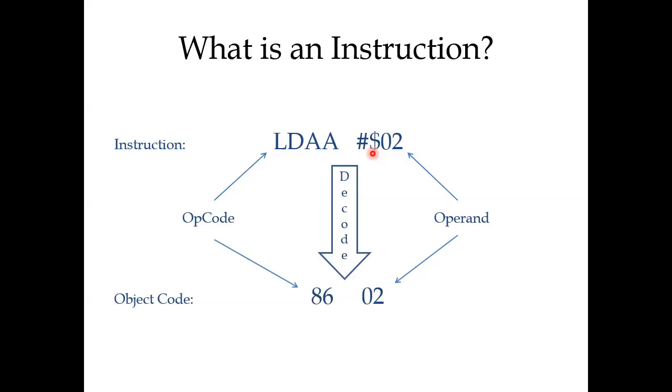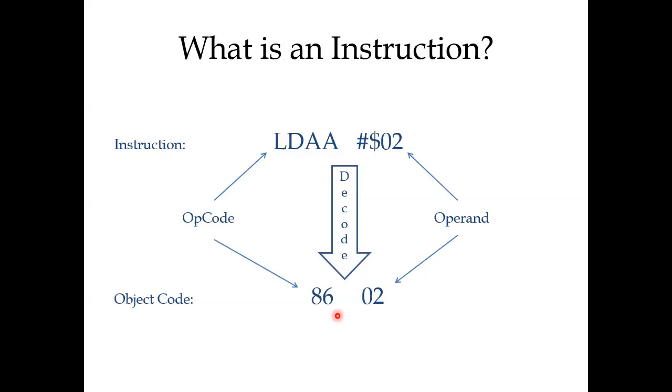Now, when you write this instruction, because we are writing low-level language, we'll be writing the instruction directly. Then the instruction is decoded by the microprocessor to something like this. You might be wondering what this is. It's just 8602. Remember, this is a hex number. Now, how many bytes do you have here?